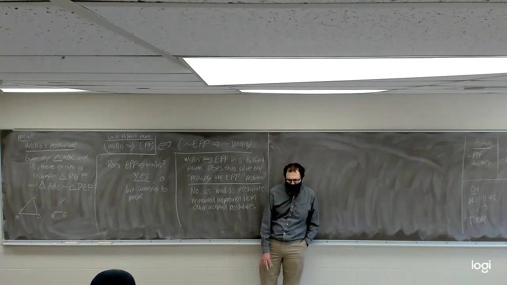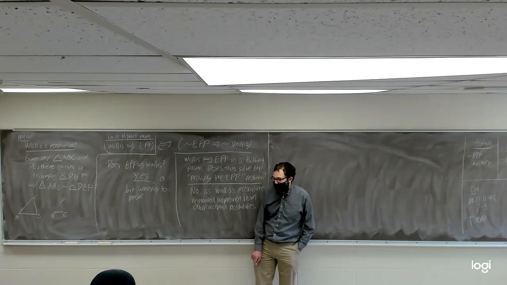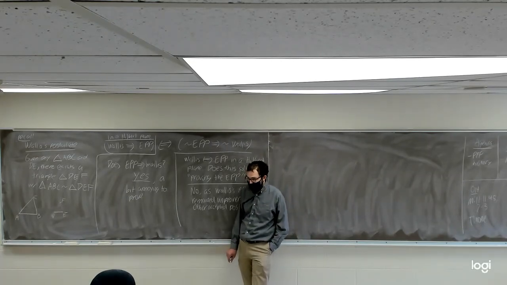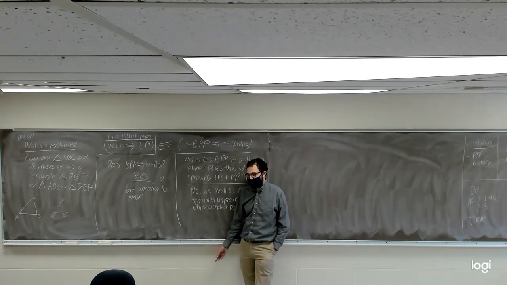Any questions or comments about that? Jack? Were they able to show that Wallace's postulate was logically independent from the others, or they just weren't able to prove it with the others? They weren't able to show that it was logically independent from the others for a long time, because if they could, then that would immediately show the Euclidean parallel postulate's logically independent.